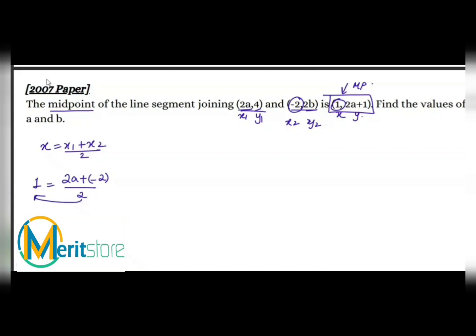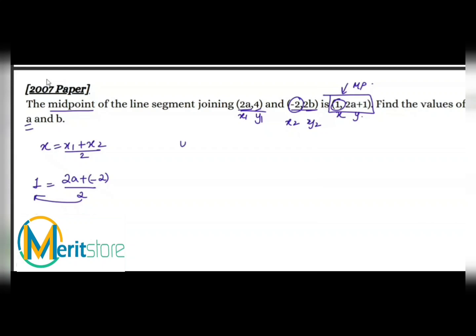The 2 goes on the other side, it becomes multiplication. So 2 is equal to 2a minus 2. This 2 also goes on the other side, so it becomes plus 2. 2 plus 2 is equal to 2a. 4 is equal to 2a. a is equal to 2. We got the value for a.